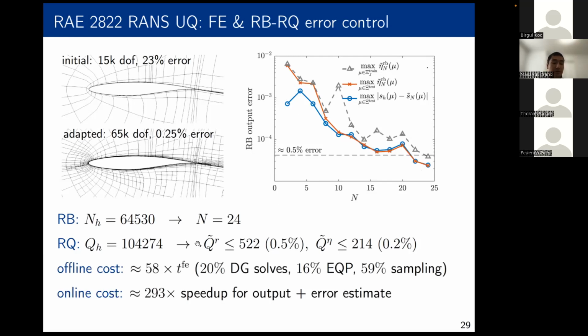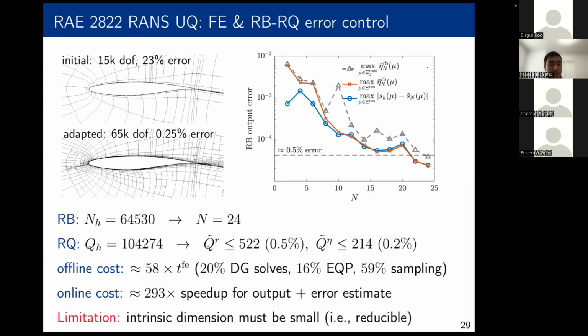Now, in terms of training cost, it is not cheap. It requires the equivalent of about 60 CFD solves, 20% of which comes from just computing these 12 snapshots, but there are also additional costs associated with hyperreduction and sampling. But if we pay this cost, we can provide an online speedup on the order of 300, and this again involves computation of both output and error estimate.